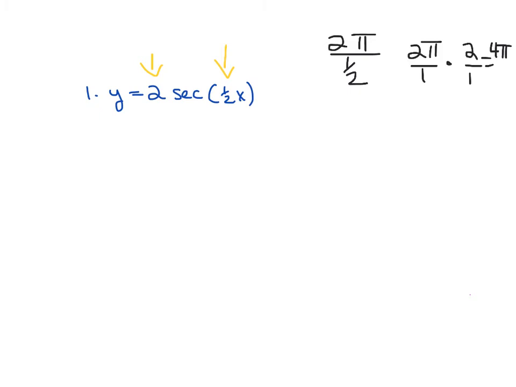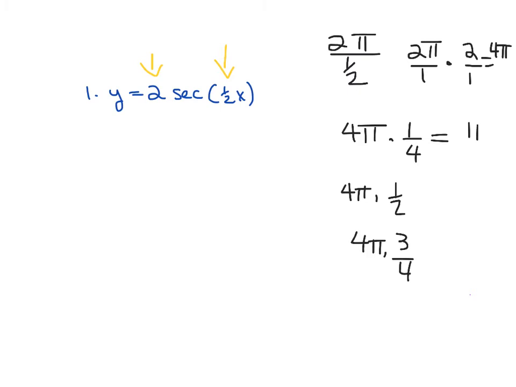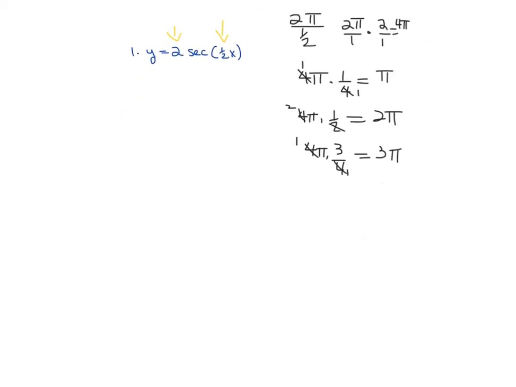So again, I need to find the 4 points. So I do 4 pi times 1/4, 4 pi times 1/2, 4 pi times 3/4. I get pi. Here I get 2 pi. And here I get 3 pi. So these are going to be my new points. So I'm going to go ahead and I'm again going to draw the original cosine graph, but with the speed change and with the amplitude in there. And then I'm also going to do the reciprocal, making it go up and make those U's and those N shapes. So let's go ahead and draw the graph.